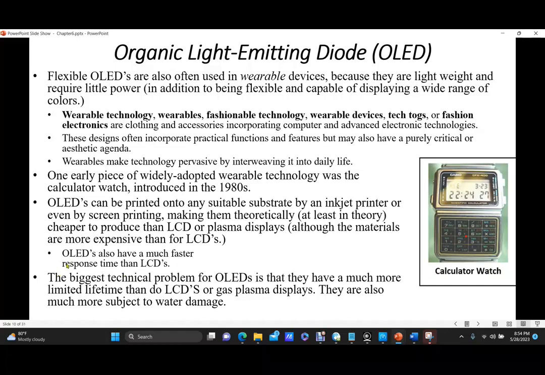The biggest technical problem for OLEDs is that they have a much more limited lifetime than do LCDs or gas plasmas. And they're also subject to water damage.